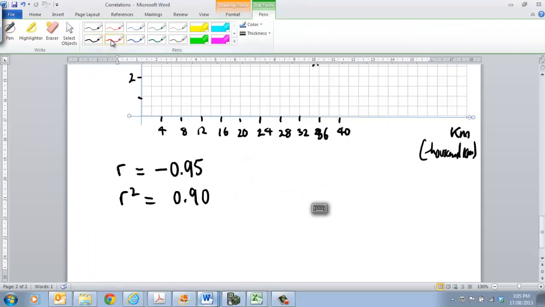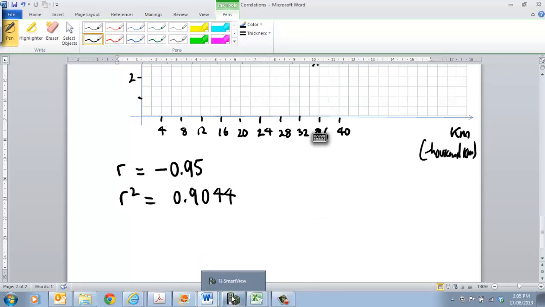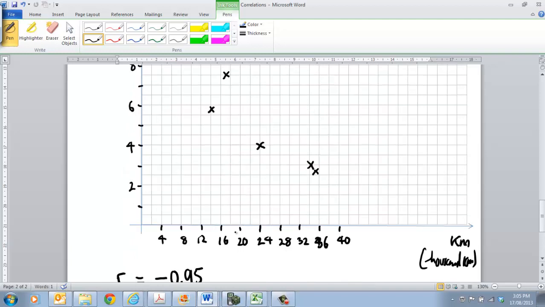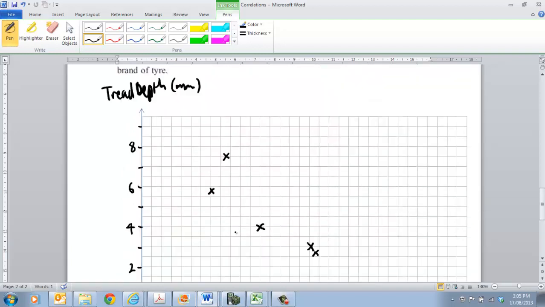And if you have to do that calculation by hand, I can tell you it's very tedious to do. So you don't really want to be doing that if you don't need to. Alright, so we use our calculators a lot in this topic.